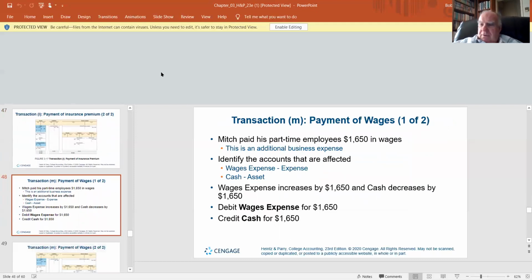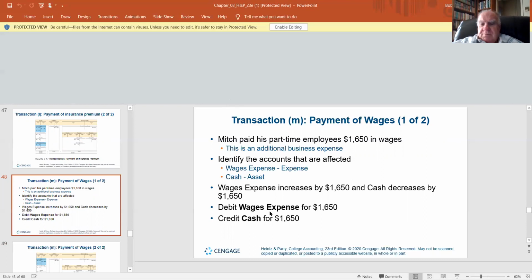Payment of wages. Wow, we got people riding these motor scooters, delivering all these pizzas, and we have to pay them, huh? So Mitch has recorded this expense with cash. He paid these people, and his chart of accounts calls it wages expense. It could be called wages and salaries expense. It could be very detailed. You could have wages dash California dash. You get the idea. It can be as detailed as you want. Here, wages expense is good.